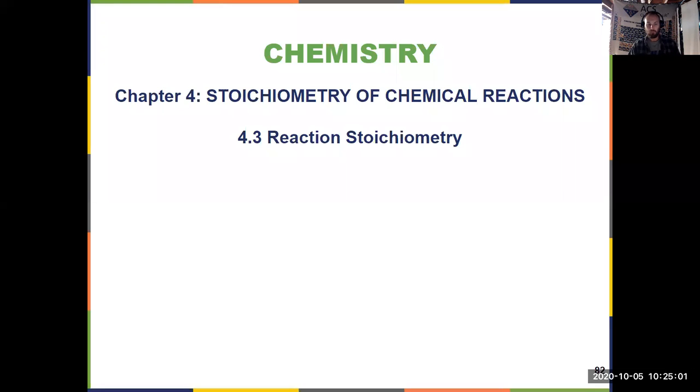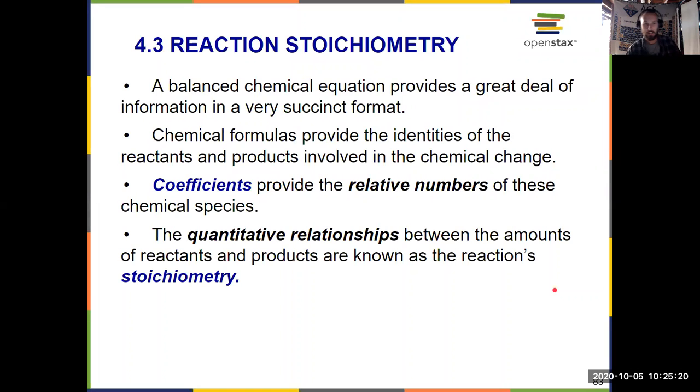Now that we've been through 4.1 and 4.2, where we learned how to classify and balance chemical reactions, we can move into 4.3, reaction stoichiometry, which, despite being the name of the chapter overall, is probably one of the smallest subchapters. So here we'll introduce the ideas of stoichiometry and then put them into practice in 4.4 and 4.5.